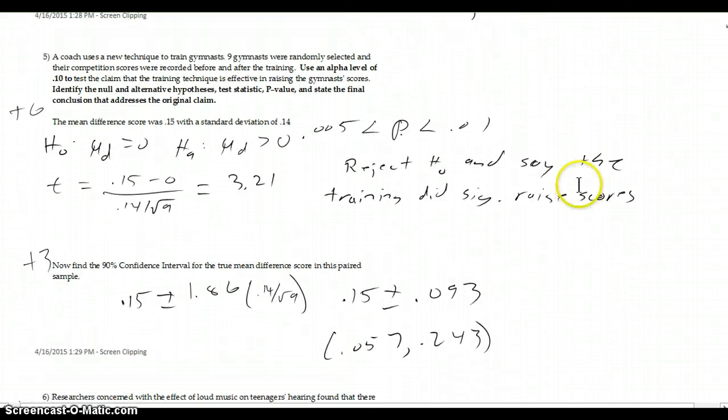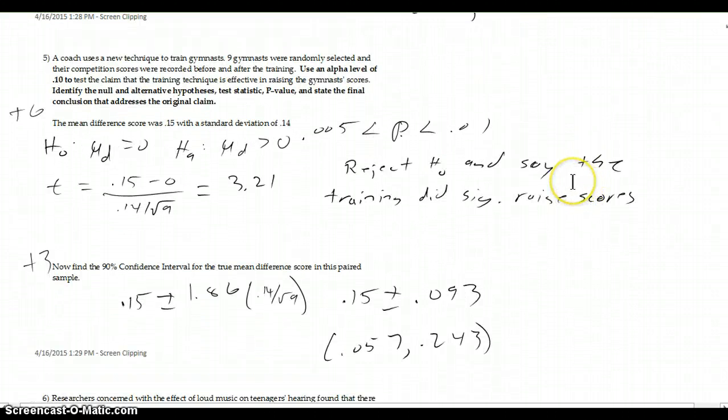And number 5 is paired data, so it's like we test them, score them, do some training, and score them again and see if there's a significant increase. So our null hypothesis is that the mean difference, or the mean of the dependent data, is going to be 0. There's going to be no difference with the training. The alternative is that it's going to actually make the scores better, greater than 0. We calculate our t-stat here, we get 3.21.